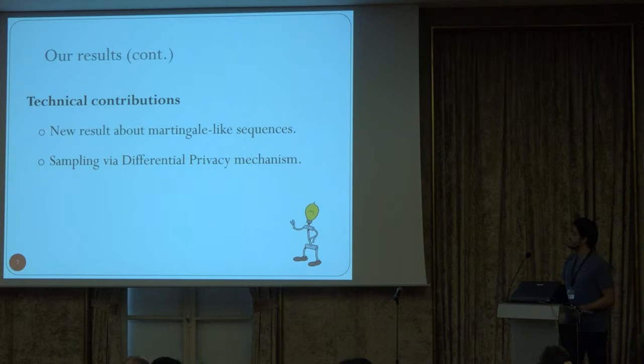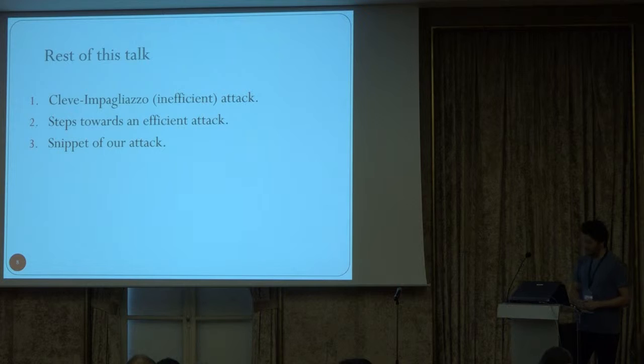So that was our results. So let me tell you what I'm going to say in the rest of this talk. I'm going to present an attack from the 90s of Cleve and Impagliazzo, which is an inefficient attack, so in a different computational model, but it's relevant to our work because it's our inspiration and our starting point. Then I'm going to talk about the steps we took to achieve an efficient attack, and finally, I hope to have the time to give you a snippet of the actual attack.